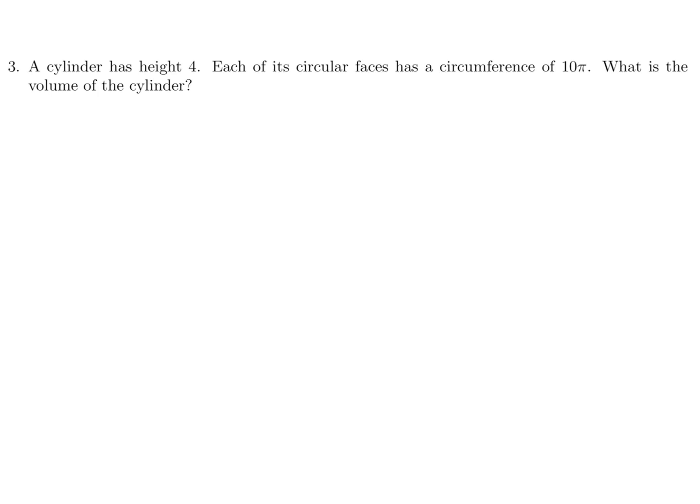A cylinder has a height of 4. Each of its circular faces has a circumference of 10 pi. What is the volume of the cylinder? All right, so let's just draw a cylinder. And then height is 4, okay. Each of the circular faces has a circumference of 10 pi.